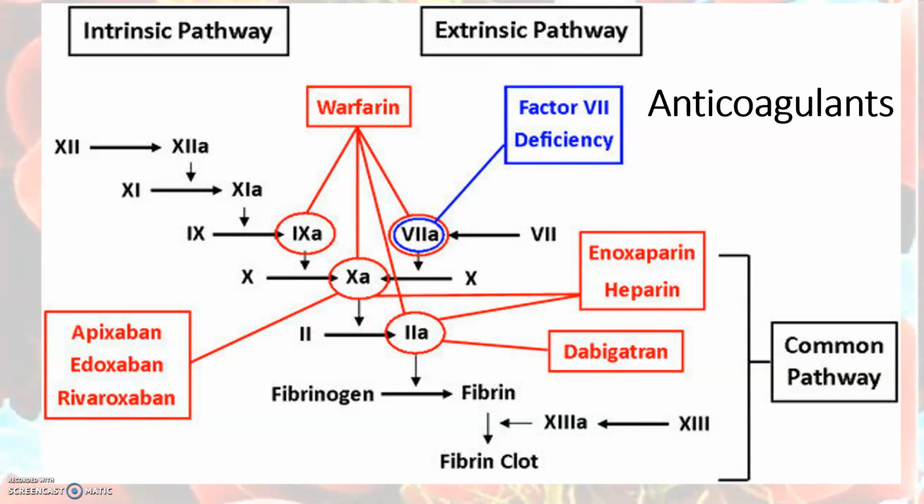This just gives an overview of the sites of action of some common drugs that we need to know about, such as warfarin, the direct oral anticoagulants, dabigatran, apixaban, rivaroxaban, and so forth, and then the heparins, both the low molecular weight heparin such as enoxaparin and unfractionated heparin. You also need to know about the mechanism of action of the thrombolytics, but again, this is not really included in this slide.